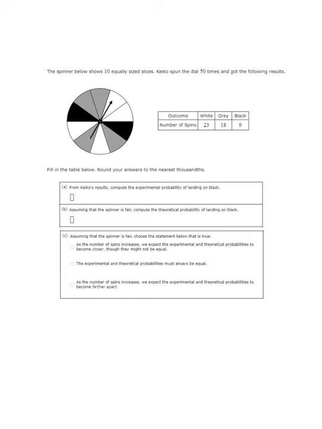All right, the spinner. The spinner below shows 10 equally sized slices. Kyoko spun the dial 50 times and got the following results: 23 white, 18 gray, 9 black. Fill in the table below. Round the answers to the nearest thousandth.